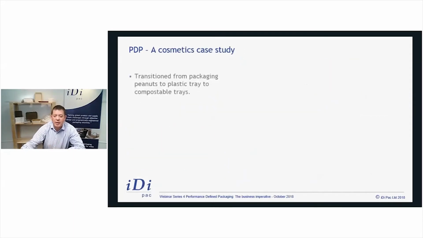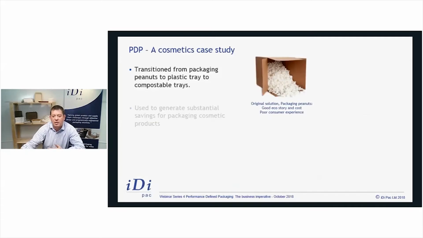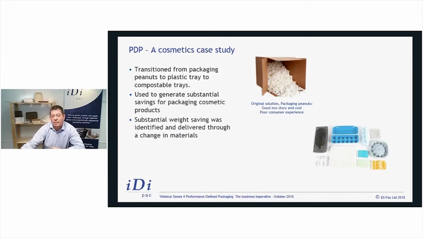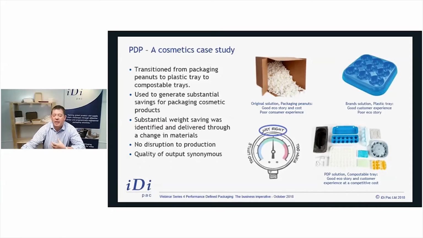The next one is a cosmetics case study. This particular client were transitioning from plastic peanuts to plastic trays, and then they were looking at compostable trays. Really struggled with it, to be honest. They wanted to generate savings, of course, as all businesses do. They were looking for substantial weight savings, and they didn't want to disrupt production. The quality of the output was synonymous with this particular product, this particular company, and it needed to be just right. So we moved through from the peanuts into a plastic tray.